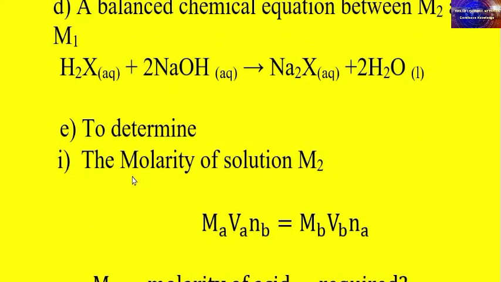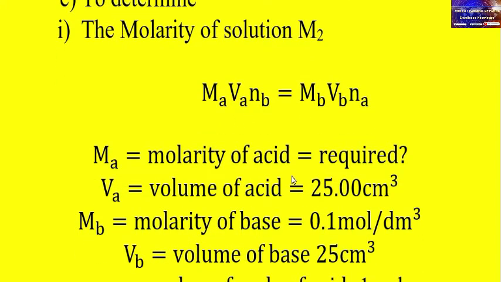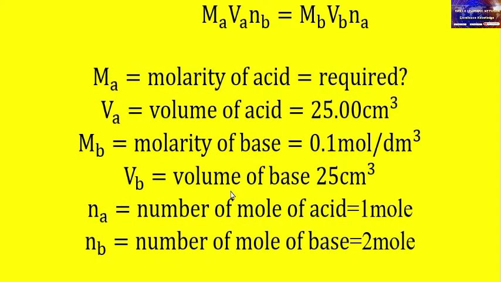Another question: determine the molarity of solution M2. M2 is hydrated oxalic acid. Because we have the direct molarity of the base, which is 0.1, as you observed above, we go directly by using the molar ratio formula to solve for the molarity of the acid, which is unknown. We can't use the concentration formula alone; we have to use the molar ratio formula, and you have to solve it following the systematic calculation procedure.